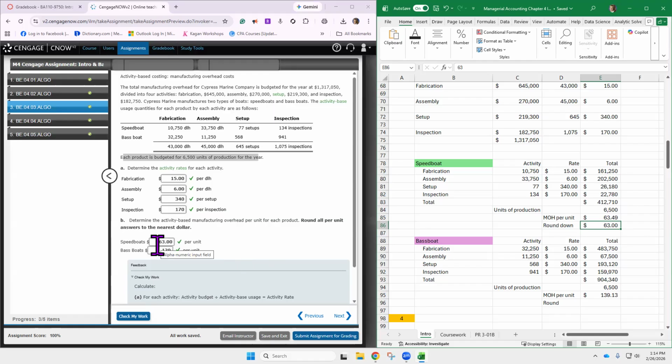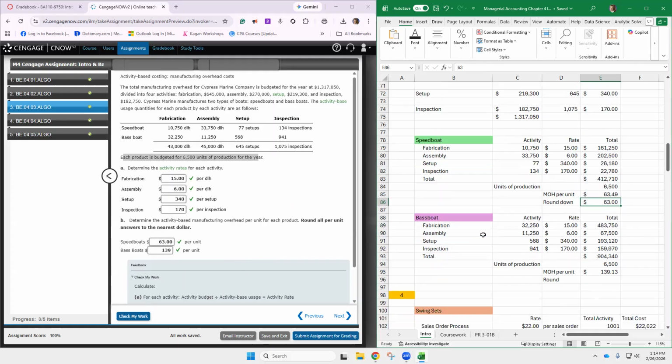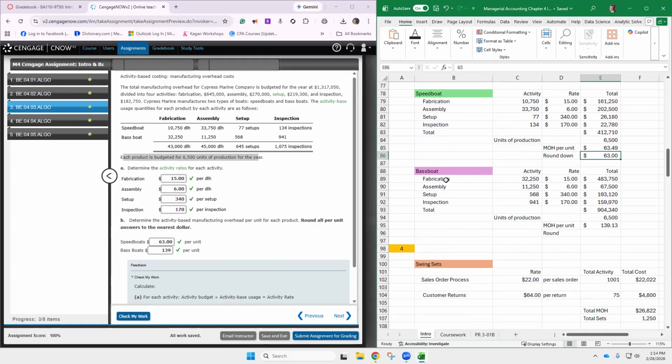So for every speedboat that's made, there's $63 of overhead that is charged to that unit. Let's look at the bass boat now. Okay, bass boat, same thing. Put the four activities there.